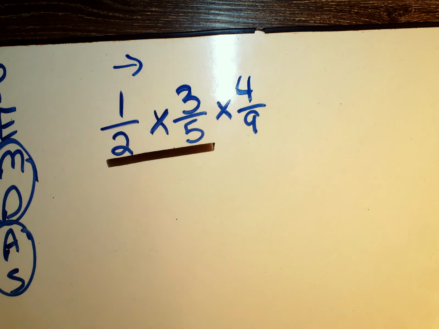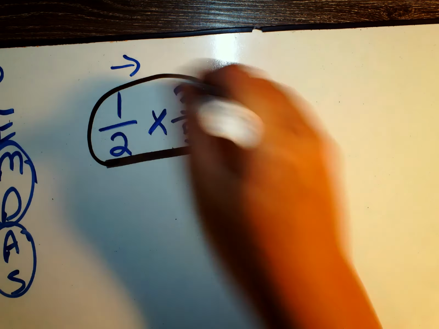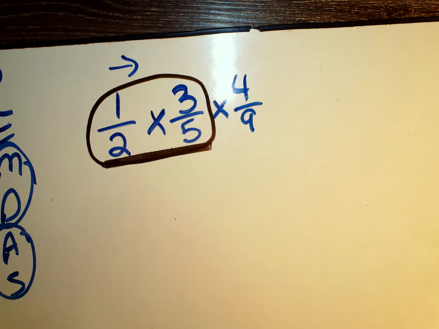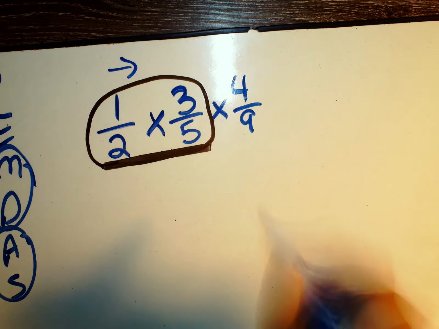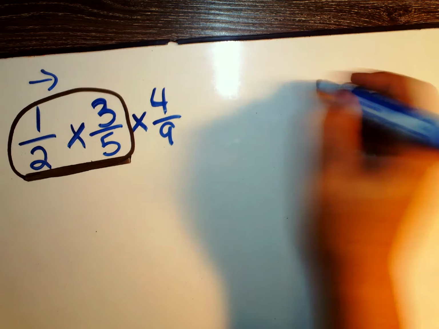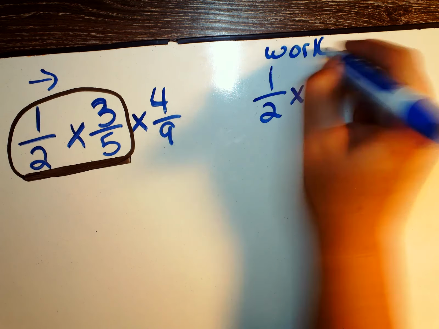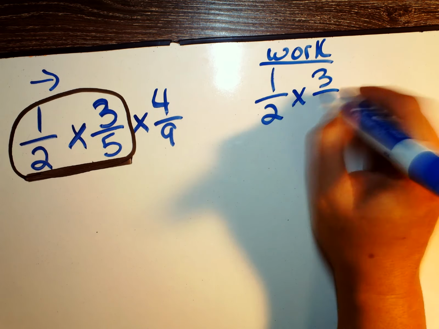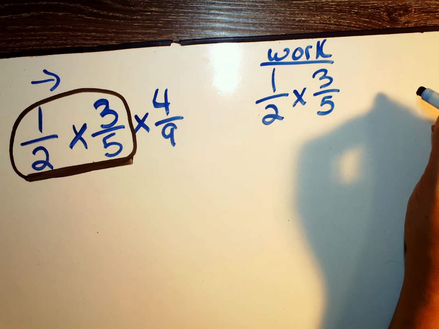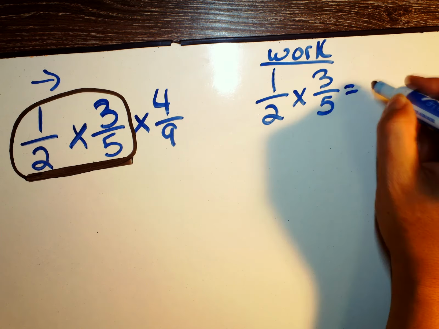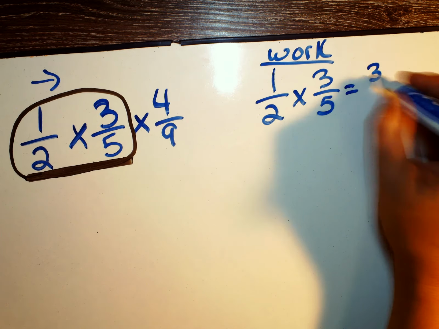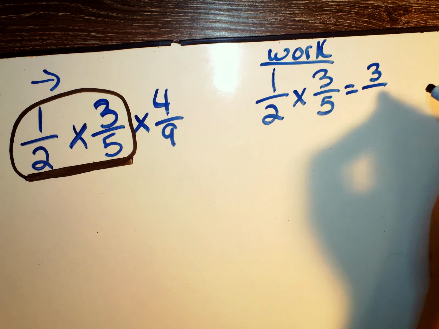So I'm going to highlight 1/2 times 3/5. So this is what we're going to do first. I don't want to underline because there's too many fractions. So we're going to go on the side here, and this is all my work. 1/2 times 3/5. So I'm going to look to see if I can cross cancel, which I can't. So I'm just going to multiply numerator times numerator. So 1 times 3 is 3, and 2 times 5 is 10.